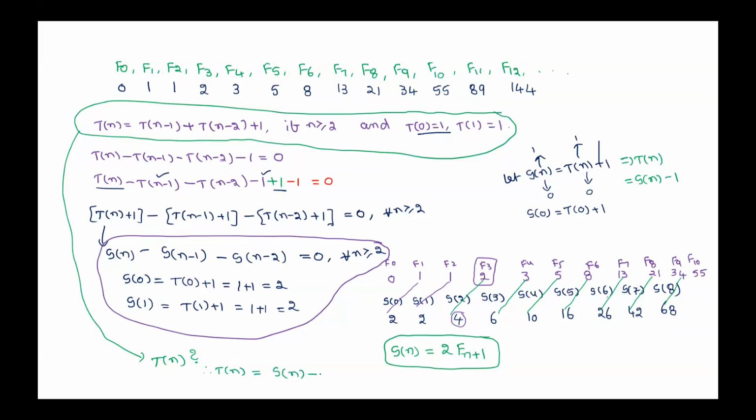Sn minus 1, which is the same as 2 times f of n plus 1 minus 1. What is this? This is 2 times. What is f of n plus 1? 1 by root 5 into (1 plus root 5 by 2) whole power n plus 1, minus (1 minus root 5 by 2) whole power n plus 1. Is that correct?